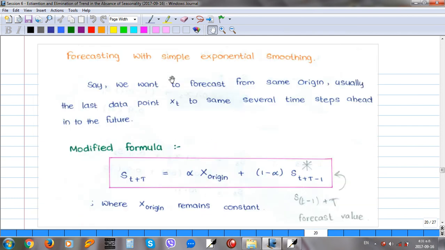Now forecasting with simple exponential smoothing. Say we want to forecast from the same origin, usually the last data point xt, several time steps ahead into the future. With the modified formula, we can write s(t+T) equals alpha times x origin plus (1 minus alpha) times s(t+T minus 1). That is the forecast value. Here x origin always remains constant, so you can find the forecast using this modified formula.